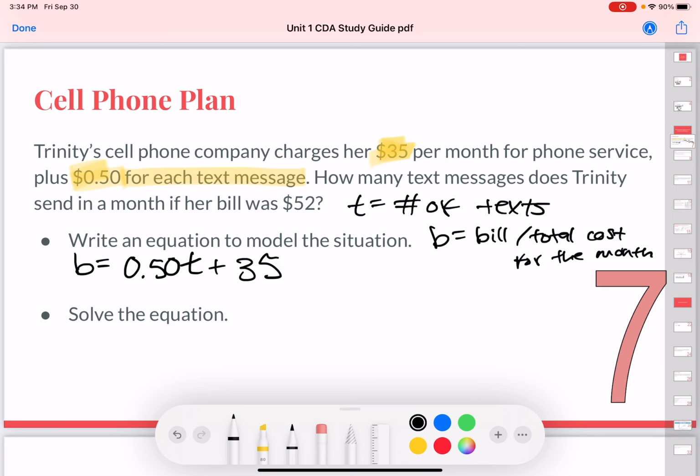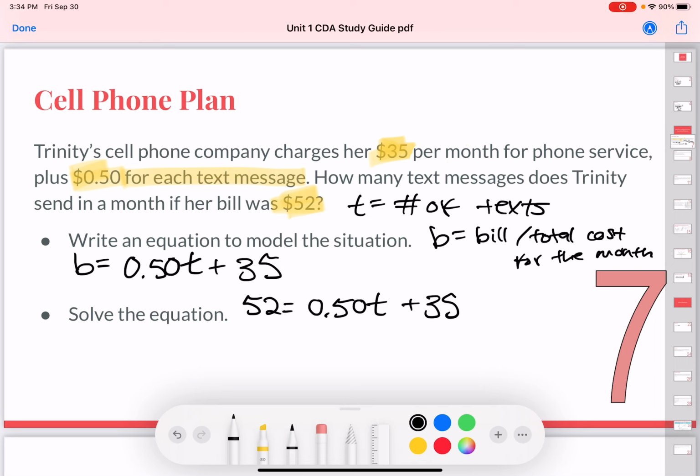Okay, then it says solve the equation. When I solve it, that means I'm getting T by itself because I want to know how many texts she sent. So I know that her bill also was $52. So now I can replace B with 52. So this is actually 52 equals 0.50 T plus 35.